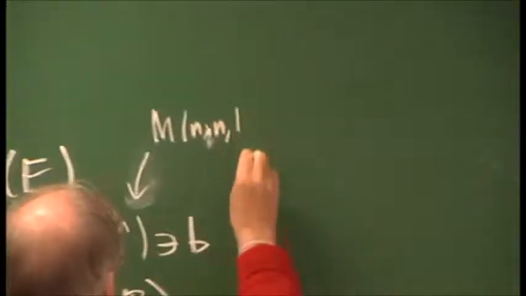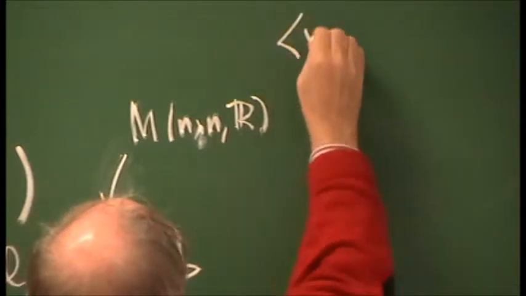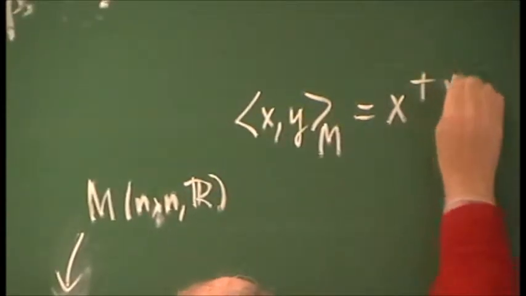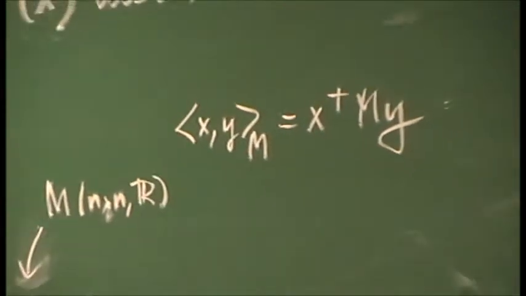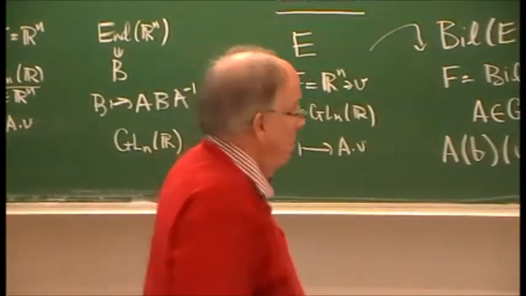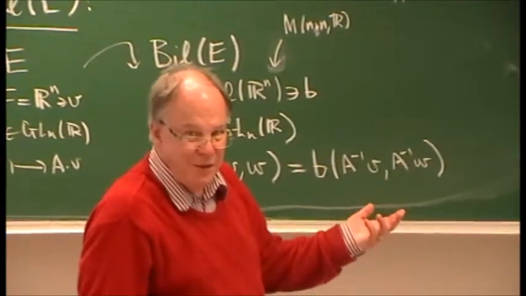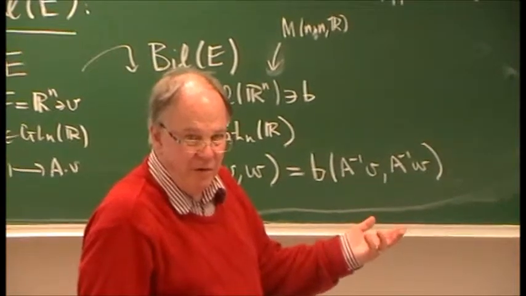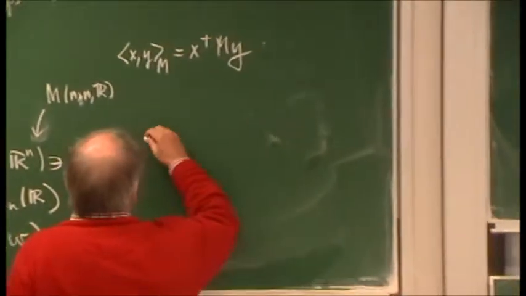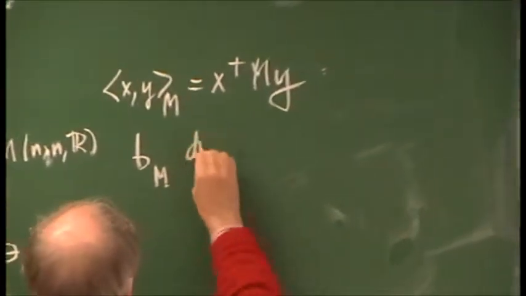In an obvious identification, the bilinear form xy defined by the matrix M is just x transpose M y. We use the standard scalar product to write these things as matrices. Every bilinear form can be written that way. I didn't say symmetric, so this is any bilinear form, so it's any matrix. This is the bilinear form B_M defined above.